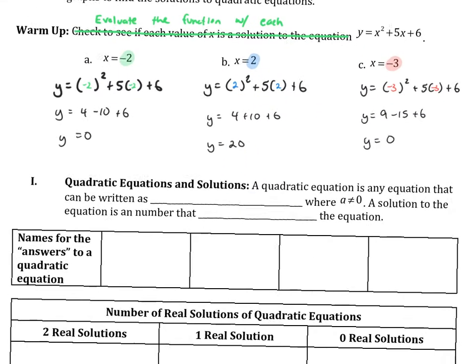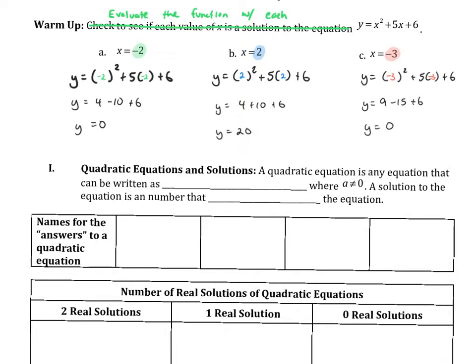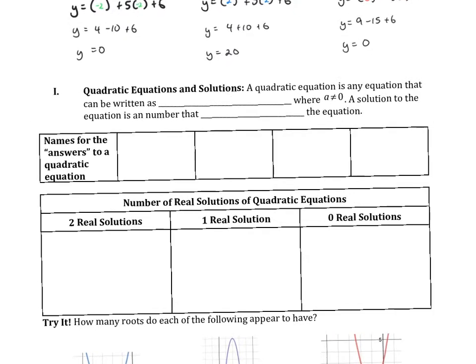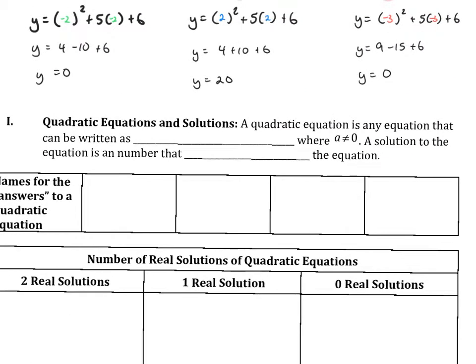Quadratic equations and solutions. So first off, let's define a few things and then give you some categories by which to evaluate quadratic equations. A quadratic equation is any equation that can be written as ax squared plus bx plus c equal to 0. So standard form, but everything equals 0.